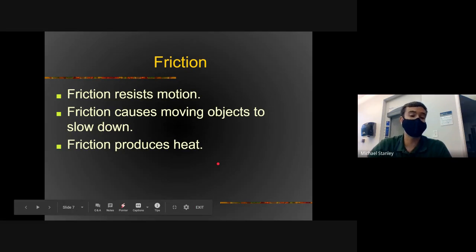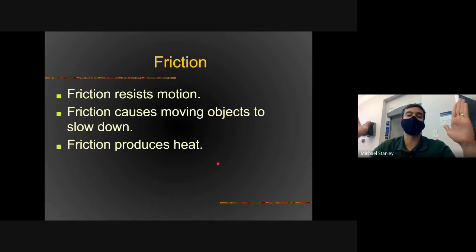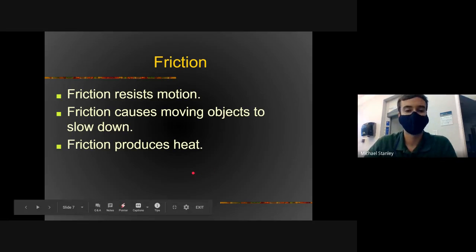Friction also produces heat. A simple way to show this: if you put your hands together and rub, there's a lot of friction because you have these surfaces rubbing against each other really fast. And as you do this, you can feel your hands warming up. That's because of all the friction between your two hands when you rub them together.